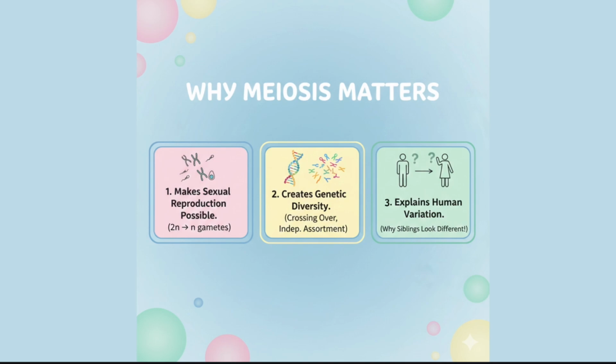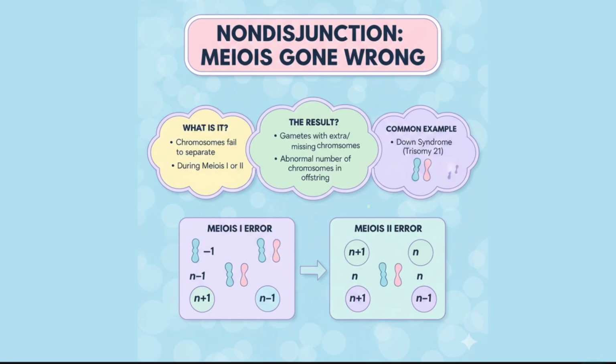But sometimes, meiosis doesn't go perfectly. A mistake called non-disjunction happens when chromosomes do not separate correctly during meiosis. This can cause cells to have too many or too few chromosomes, which may lead to genetic conditions.